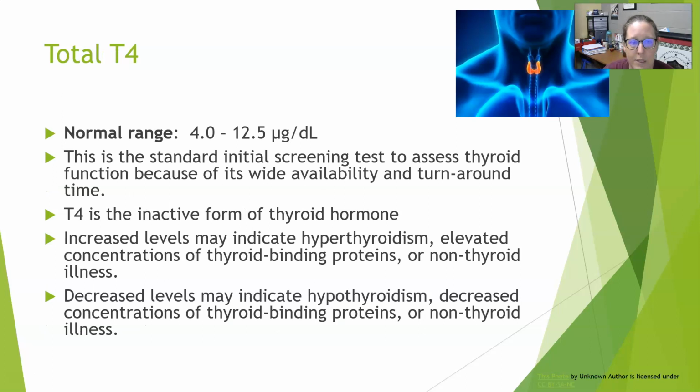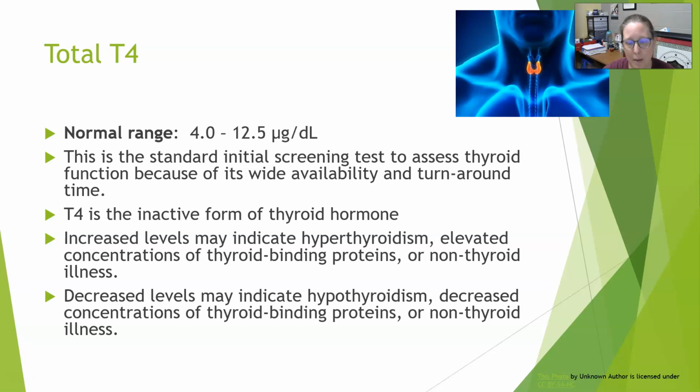So total T4, its normal range is 4.0 to 12.5 micrograms per deciliter. This is the standard initial screening test to assess thyroid function because it's widely available and easy to turn around. It is an inactive form of thyroid hormone, if you will. It's the pro-hormone. It has to be activated into T3. Increased levels of T4 could indicate hyperthyroidism, elevated concentration of the thyroid binding proteins, or non-thyroid illness. Sometimes your thyroid levels will change in other illnesses, and when that illness goes away, it goes back to normal.